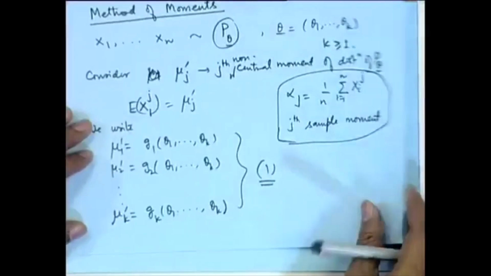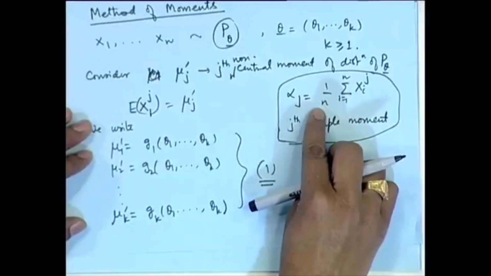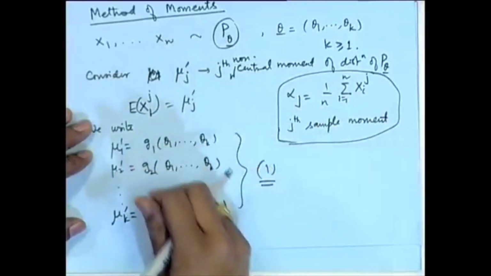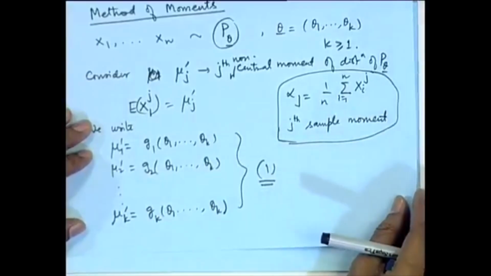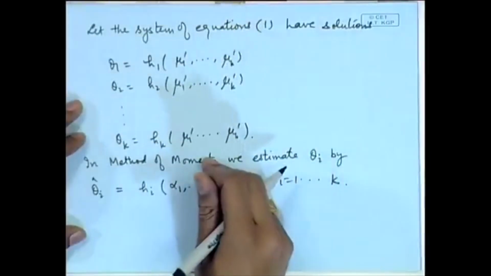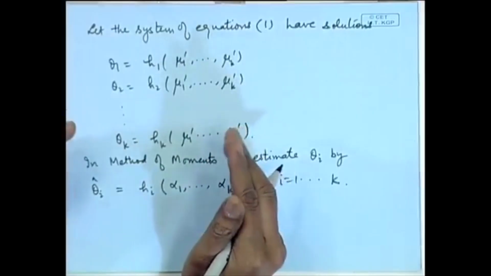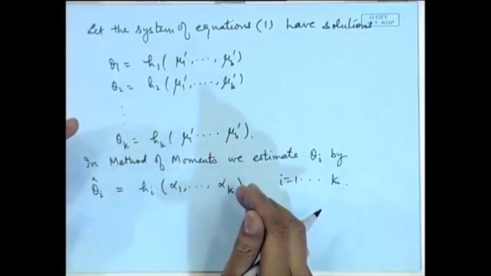So, basically what is the philosophy behind the method of moments? I am estimating the jth population moment by the jth sample moment, that is mu j prime is estimated by alpha j. So, whatever parametric function is coming to us for estimation, the parametric functions will be some functions of the moments, and then whatever moment term is coming there, we simply substitute the corresponding sample moment there. So, in short, this is the method of moments.